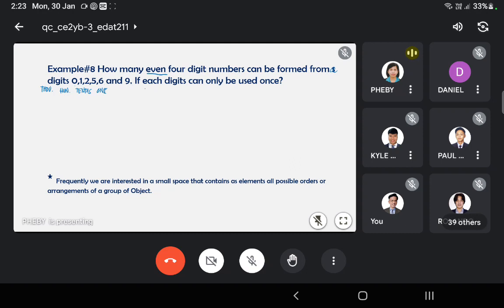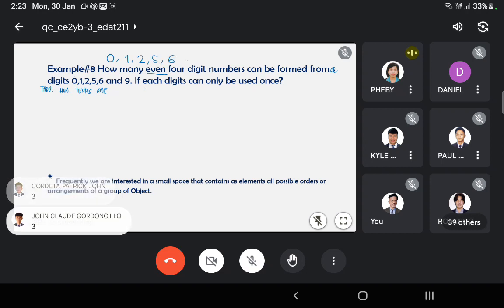So, how many even numbers do you think meron dyan? Ilan? Ilan ang even number dyan sa mga digits? Ito yung mga digits na pinagpipilian natin. So, 0, 1, 2, 5, 6, and 9. So, merong 3. So, kung even ang pag-uusapan natin, 3 yung digits. So, ano ba yon? 0, 2, and 6. Para maging even yung ating number.